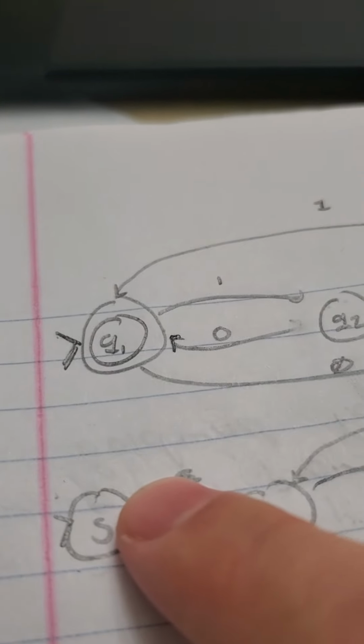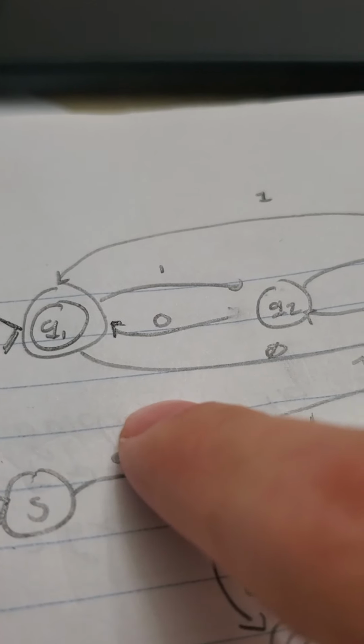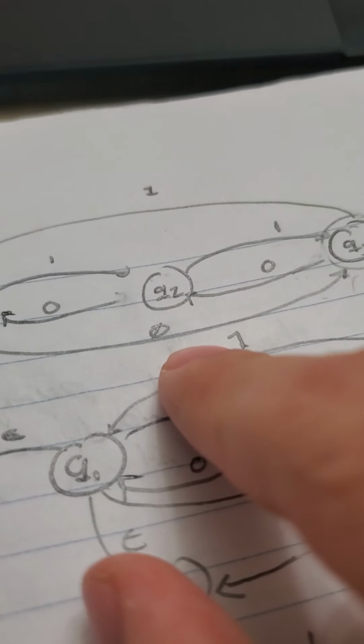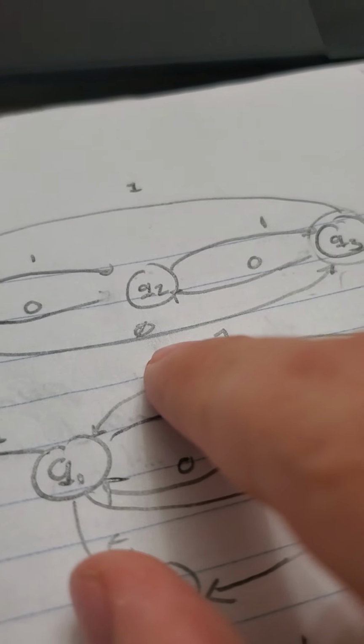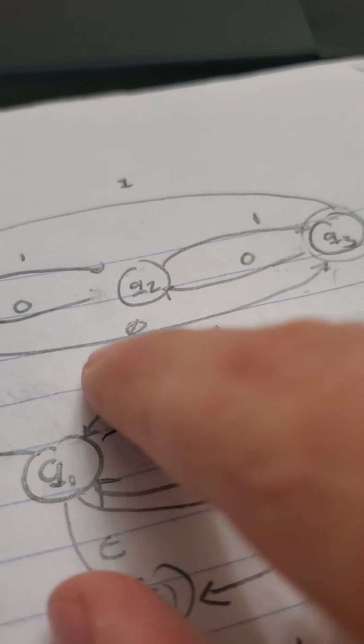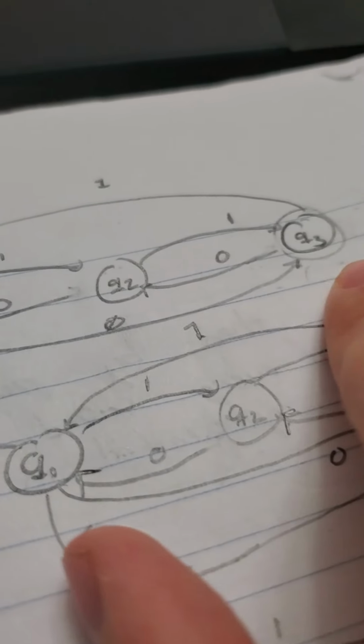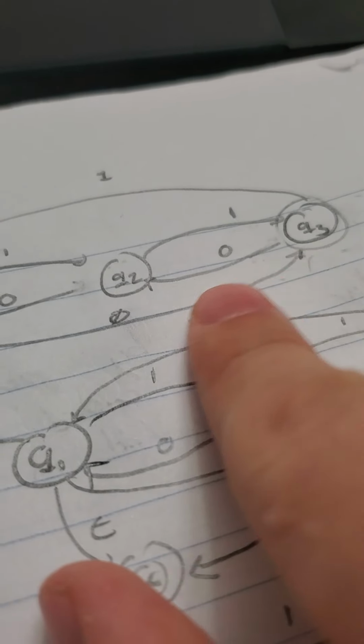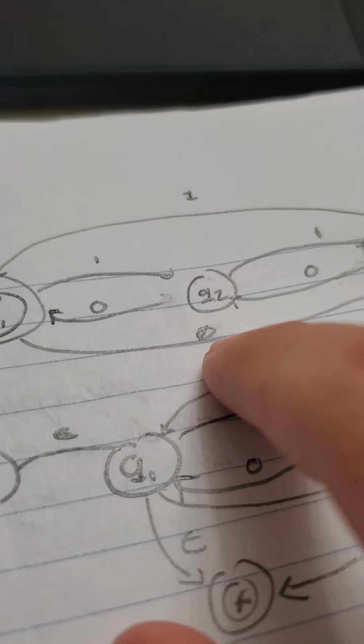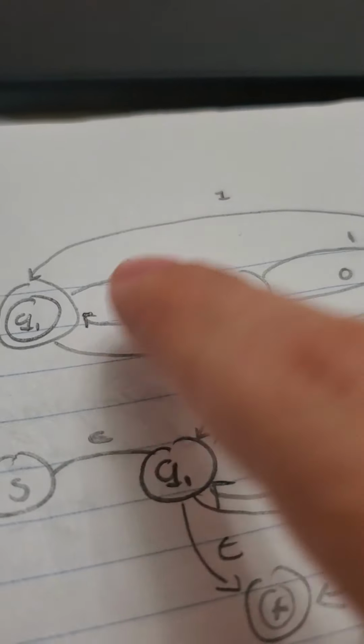If you see a 1 and you're in Q1, you go to Q2. If you see a 1 and you're in Q2, you go to Q3. If you're in Q3 and you see a 0, you go to Q2, and if you're in Q2 and you see a 0, you go to Q1.